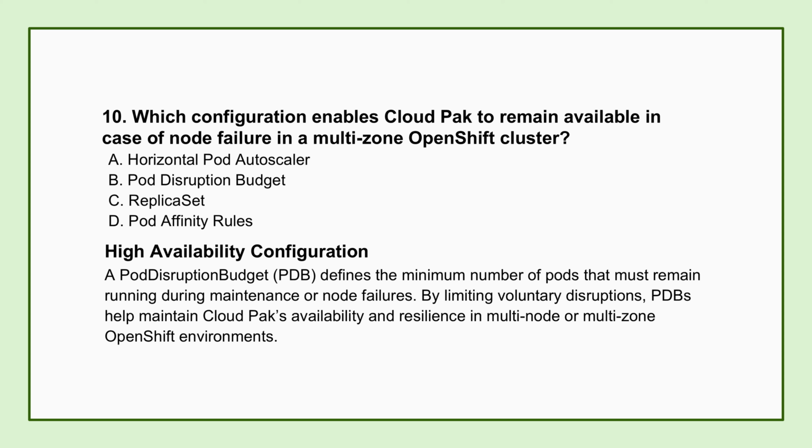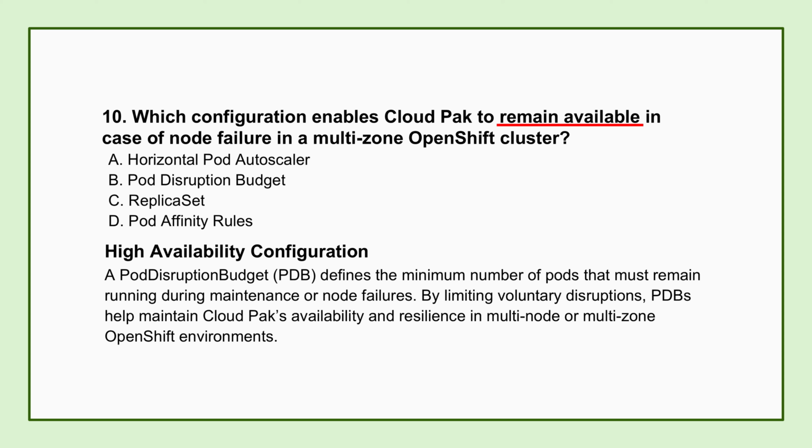Okay, finally, let's talk about keeping the system available, resilience even when unexpected things happen. So, in a multi-zone OpenShift cluster, where you have your compute resources spread across different physical locations for better resilience, which is standard practice for HA, which specific configuration mechanism enables Cloud Pak components to remain available, to keep running, even if there's a node failure within one of those zones?